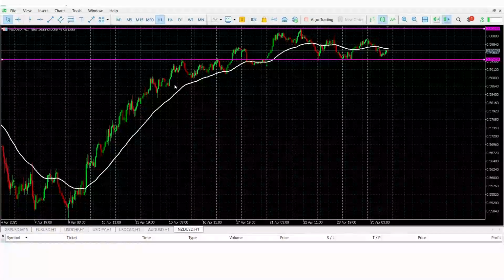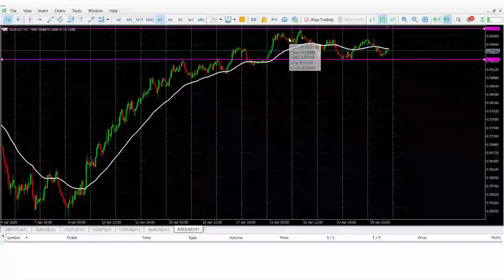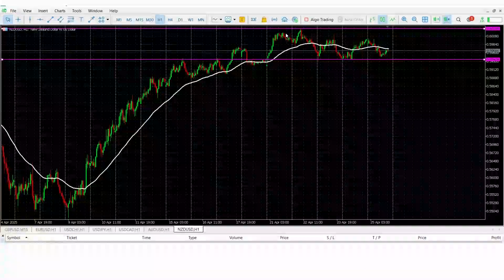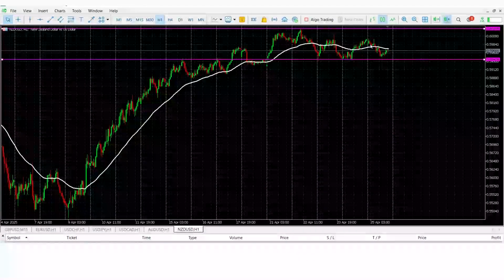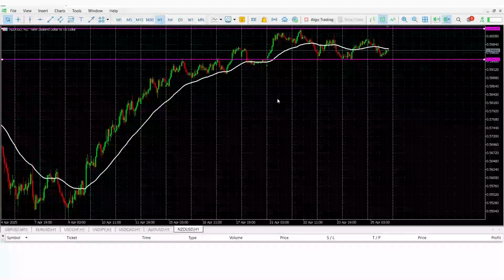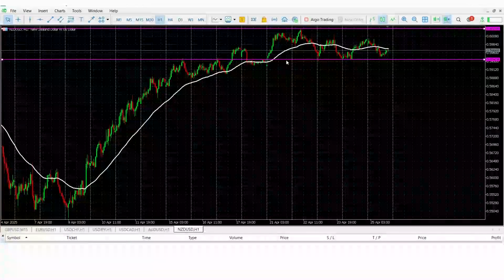So now, if the price began to range, the moving average becomes worthless. So here, the moving average is worthless. From this place to this place, the moving average is worthless. So what you should be using is the horizontal support and resistance.